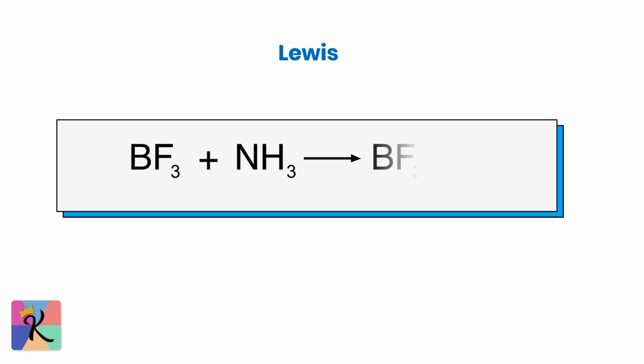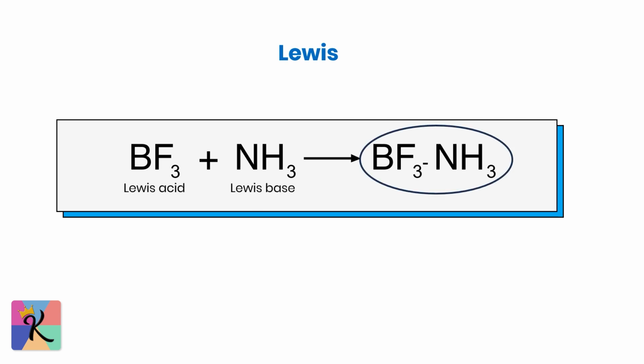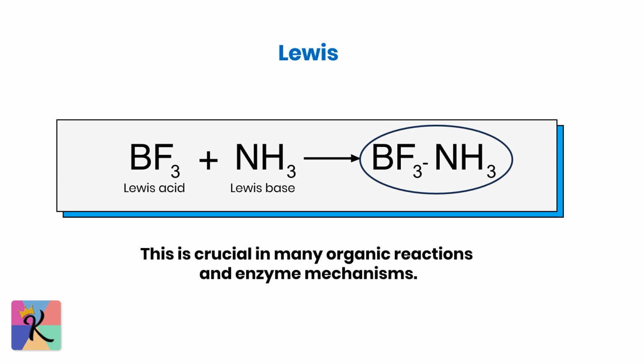When a Lewis acid and base interact, they form a coordinate covalent bond, where both electrons in the bond originate from the Lewis base. This is crucial in many organic reactions and enzyme mechanisms.